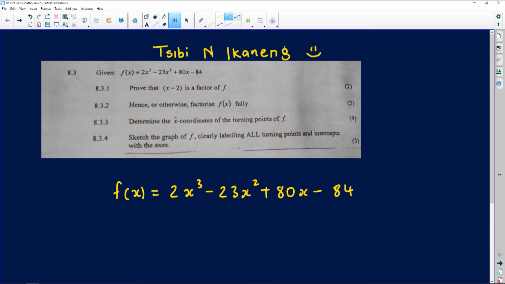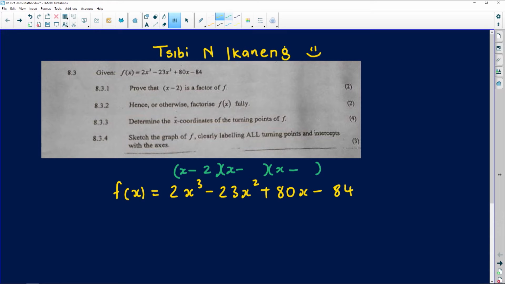So what are factors? If you're looking at a cubic function, when you factorize it, it's going to produce 3 factors. It's going to be x minus the first factor, x minus the second factor, and x minus the third factor. Those signs could be minus or they could be plus. Now, the examiner is claiming that one of the factors there is going to be x minus 2. Now, we need to prove that.